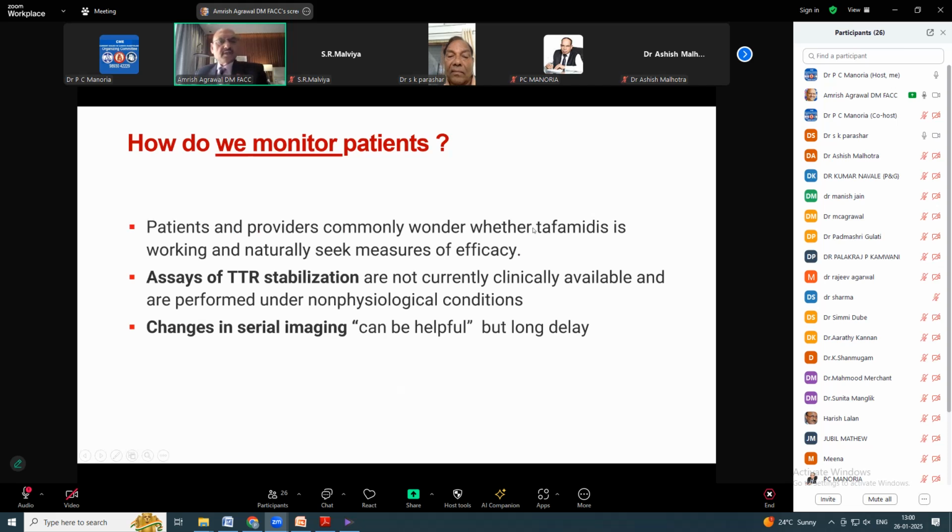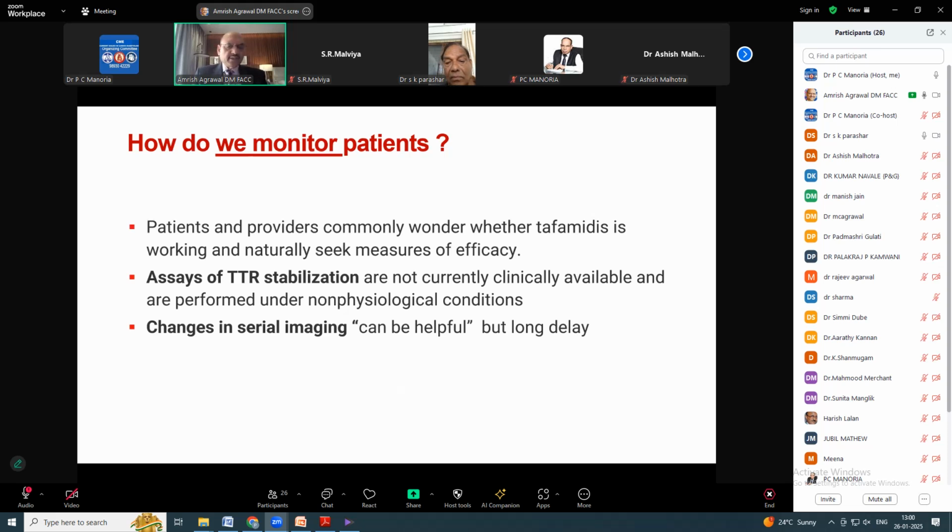So the question comes to us: once we diagnose the patient with amyloidosis and we start the treatment, obviously we can say that the patient lives longer and has fewer heart failure hospitalizations. But like lipid therapy, heart failure, and blood pressure medicines, how do we monitor patients? The patients and the providers commonly wonder if medicines such as tafamidis are working, and they naturally seek a measure of efficacy. This is not wrong on their part. This is very intuitive. The assays for TTR stabilization are not currently clinically available. And if they are available, they are performed in the laboratory under non-physiological conditions.